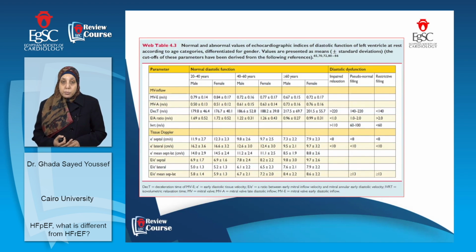These are the diastolic parameters proposed to diagnose diastolic dysfunction in patients with HFpEF, including the mitral valve inflow patterns, the E velocity, the A velocity, the E over A ratio. In addition to the tissue Doppler parameters, the septal E prime and the lateral E prime and the E to E prime ratios. And these parameters differ according to gender, and they differ according to age. So you can find different parameters and you should interpret your values according to the specific gender and the specific age of the patient.